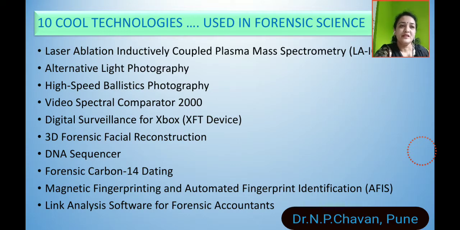The names of those technologies are: laser ablation inductively coupled plasma mass spectrometry, that is also known as LA-ICP-MS, then alternative light photography, high speed ballistic photography, then the video spectral comparator 2000, then the digital surveillance for Xbox, that is XFT device, 3D forensic facial reconstruction, DNA sequencer, forensic carbon 14 dating, magnetic fingerprinting and automated fingerprint identification, that is AFIS, and the link analysis software for forensic accountants.